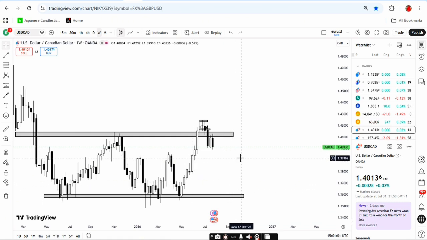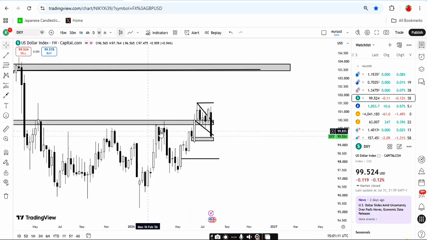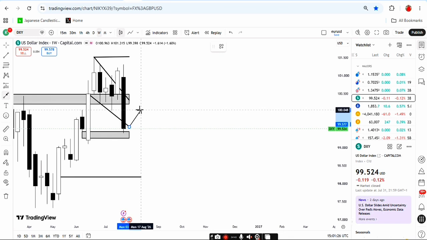Okay, so now what we're going to be expecting this week. Let me go back to the dollar index first of all. Since the dollar index has broken this support zone again, we probably are going to be looking for a retest before we can continue going down. So we are going to be looking for a retest around this area here. That is where our bearish breaker is going to be.